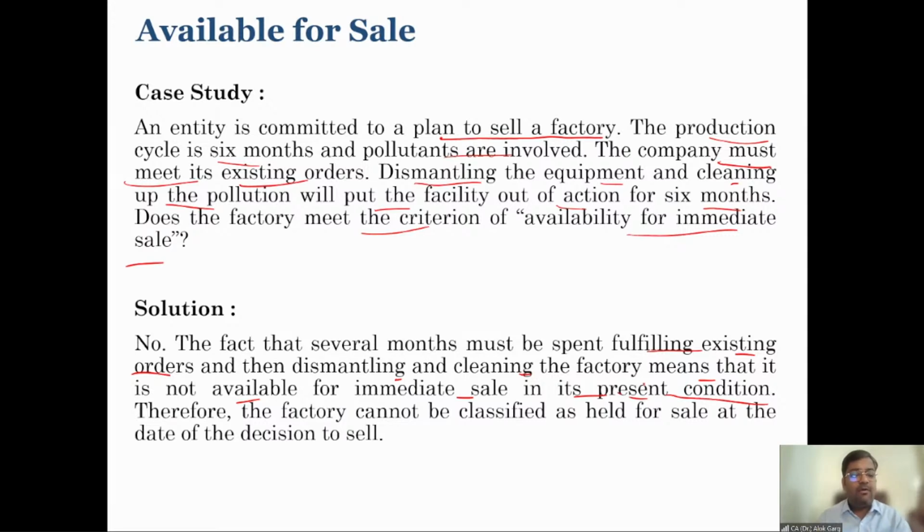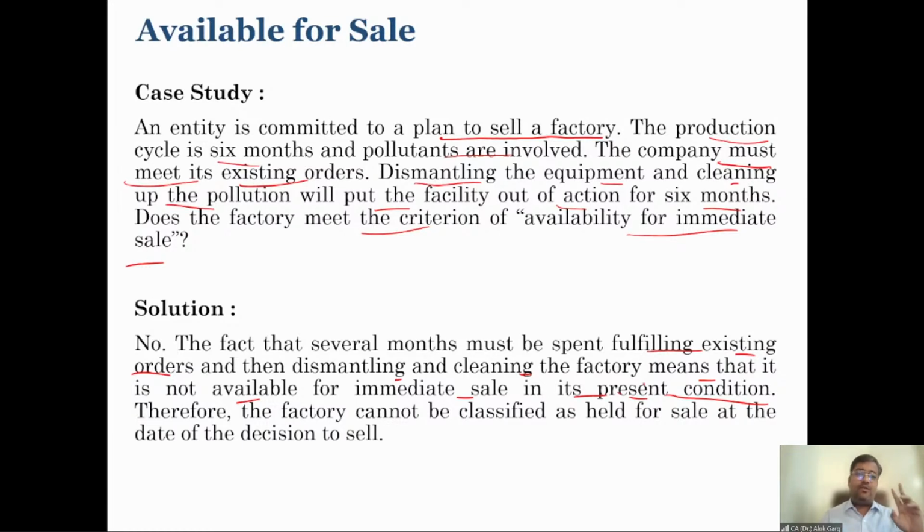I am not talking about whether it is sold out or not. I am talking about whether it is available for immediate sale in present condition, whether the entity's intention and ability is there. Intention is there, but ability is not there. Why? Because they have to meet its existing order. If they will not meet the existing order, probably the customer will sue this company. The customer will demand the penalty from this company, right? So ability is not there.